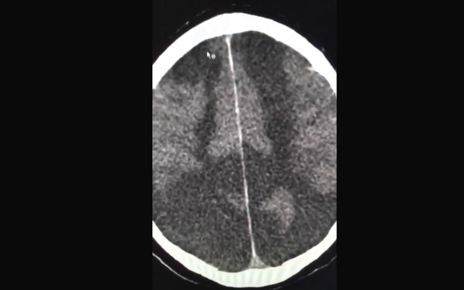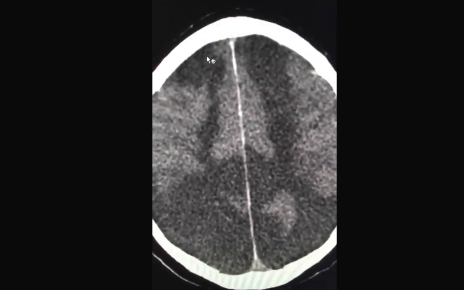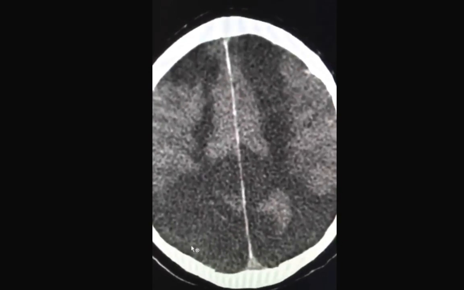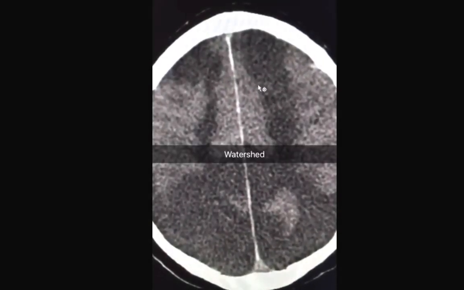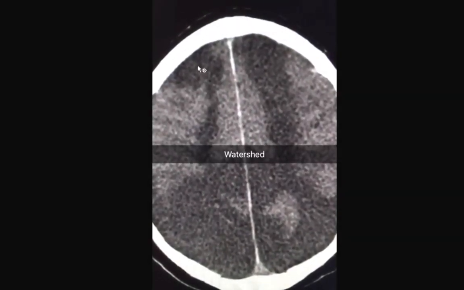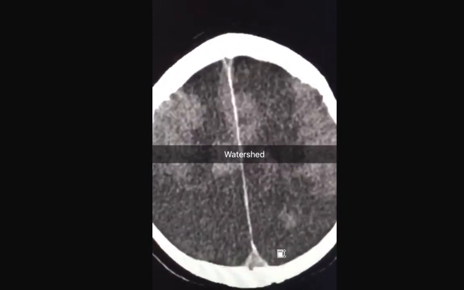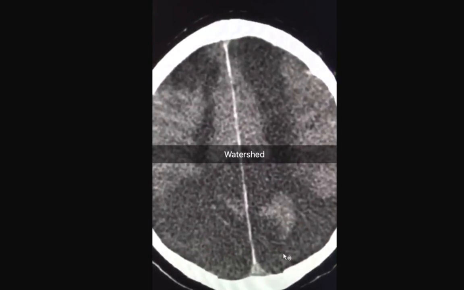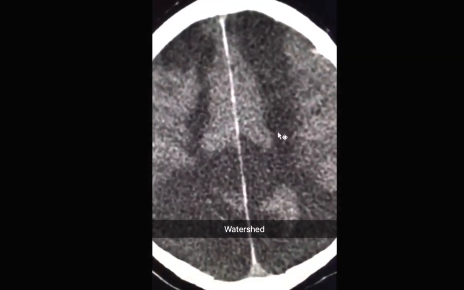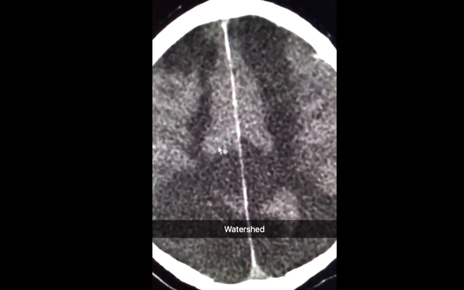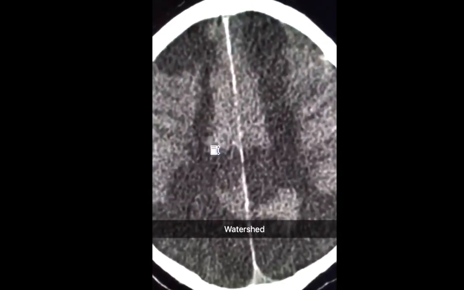There are these areas of hypodensity where the gray-white matter junction has disappeared, seen anteriorly and posteriorly. More peripheral wedge-shaped opacities in the frontal and posterior areas are consistent with superficial watershed infarcts. The bilateral, almost symmetric parasagittal opacities adjacent to the midline are consistent with deep watershed infarcts.